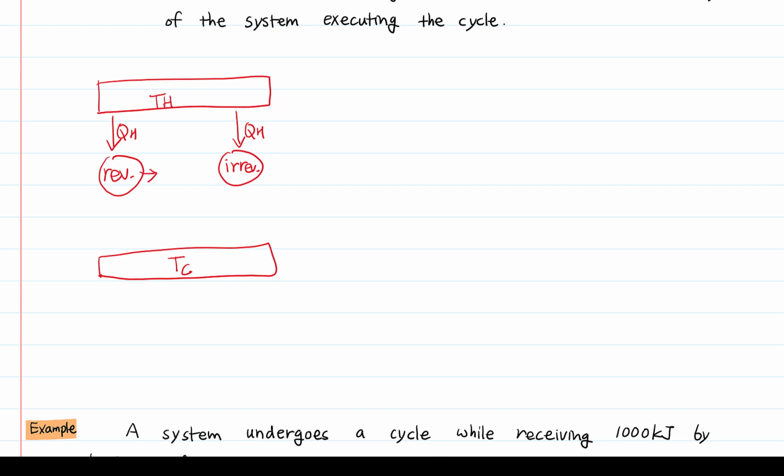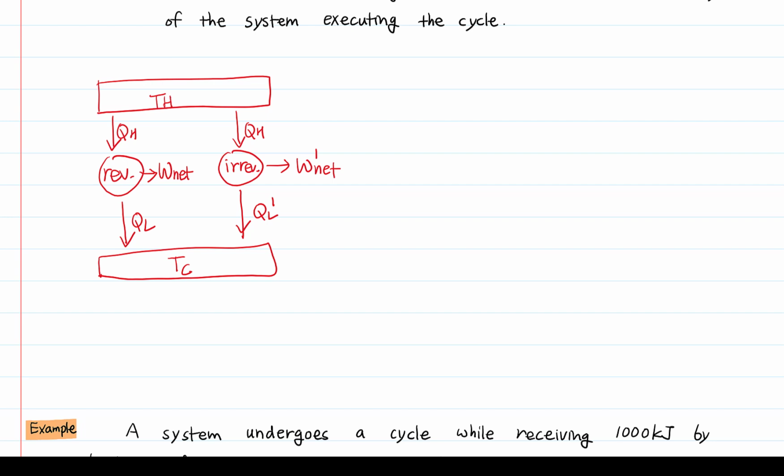And part of QH will be converted to work. Part of QH will be converted to work by the irreversible cycle, let's say W net prime. The reversible cycle rejects heat QL to a low temperature reservoir. The irreversible cycle also rejects heat QL prime to a low temperature reservoir. So compare the magnitudes of QL and QL prime.